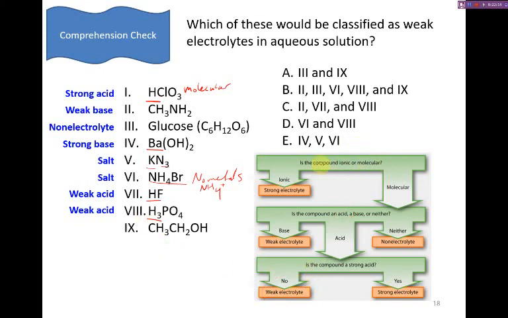Last compound, this is molecular. There's no metals involved and no ammonium. Acid, base, or neither? You might be tempted to think that it's a base because it has OH, but not all OH are bases. Many students make this mistake, so please be careful. It is neither. This is an alcohol group, and alcohol groups are non-electrolytes.